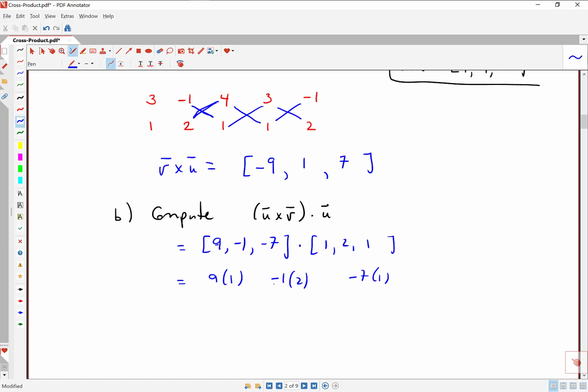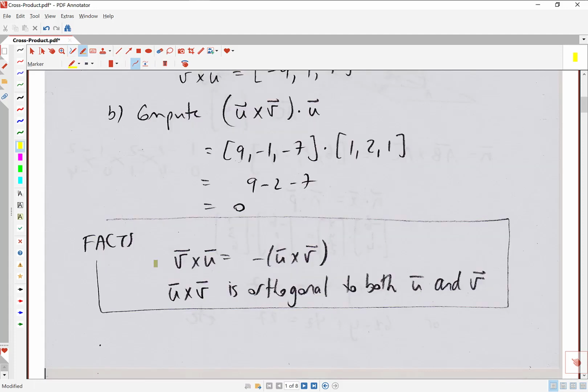So adding that up, we get 9 minus 2 minus 7 gives us 0. So it looks like when we take the dot product of a cross product with one of the vectors involved, we get 0. And in fact, that's going to be true in general as well. So let's write down a couple of facts to encode some of the observations that we've made here. A couple of facts about the cross product.